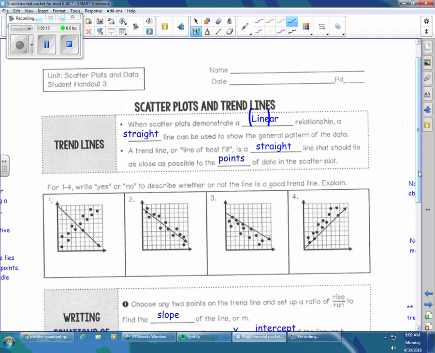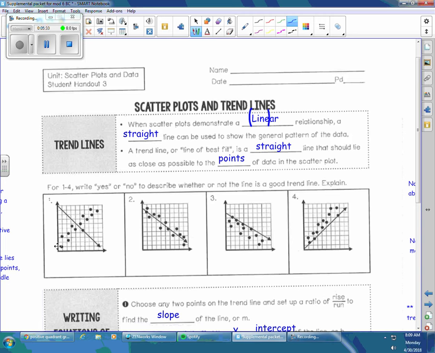So looking at the first example here, it says for 1 through 4, write yes or no to describe whether the line is a good trend line. Is it describing the data well? So looking at 1, we drew a line with a negative slope here, and it's going through 1 point of data.